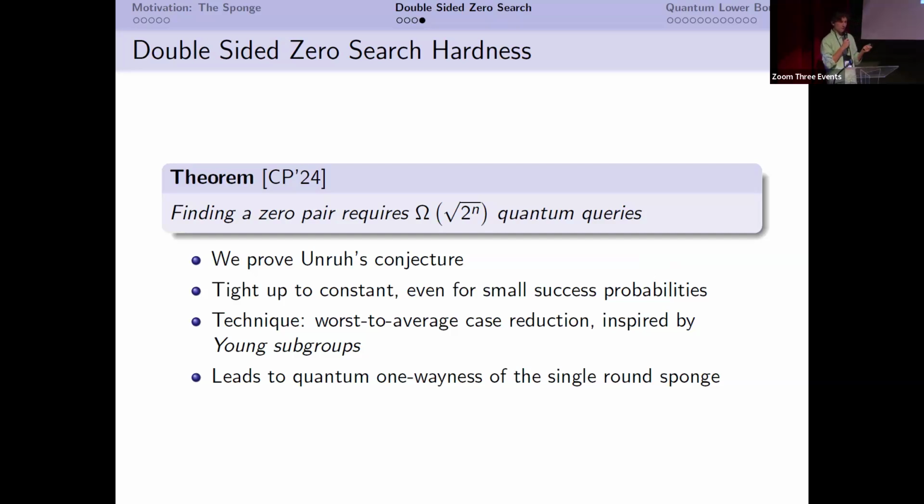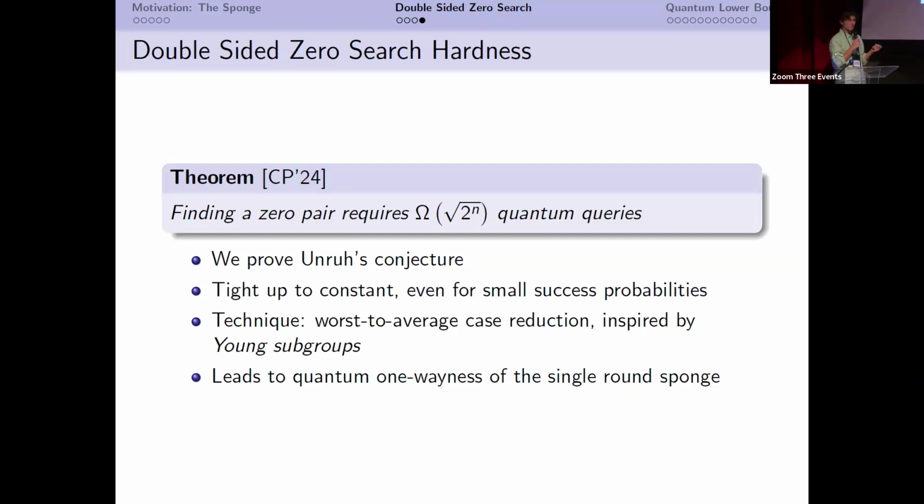And I'll just point out that this bound is for finding zero pairs with constant probability. Our bound is tight for any success probability you like. And it's based on a certain kind of worst to average case reduction that is inspired by some group theory, which I'll get into for you.